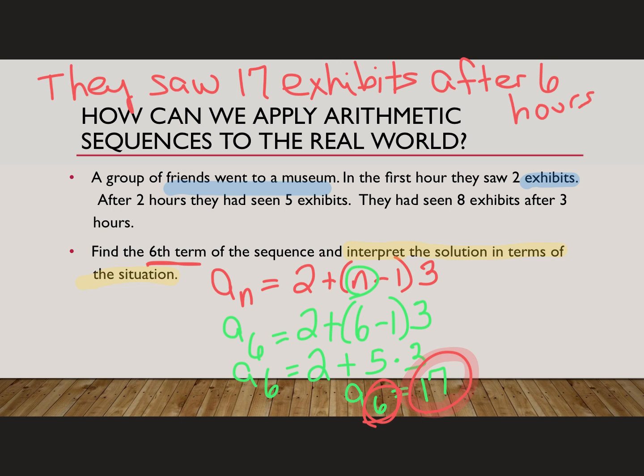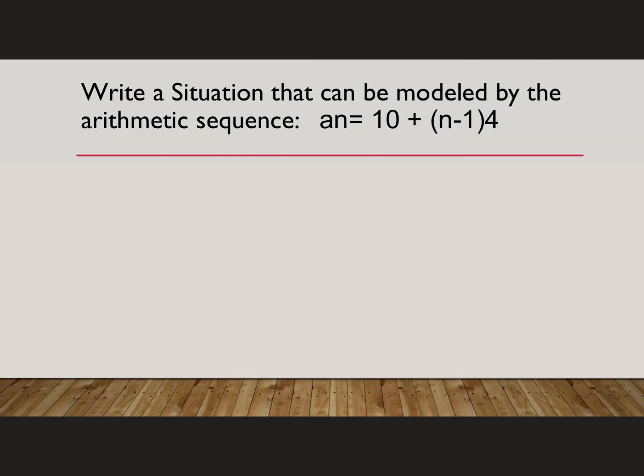So we have to go back to what it means in terms of the sequence. So the 17 was how many exhibits they had seen. The 6 was how many hours it had been. Okay, so not too bad. Let's go on. Well, this is a little different.